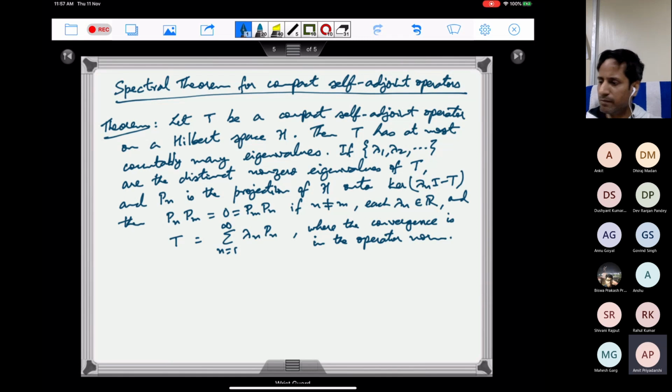So I think I'll finish the syllabus with this theorem. This theorem, of course, we have not proved, but at least the statement you know. And so if there are any questions, you can ask.